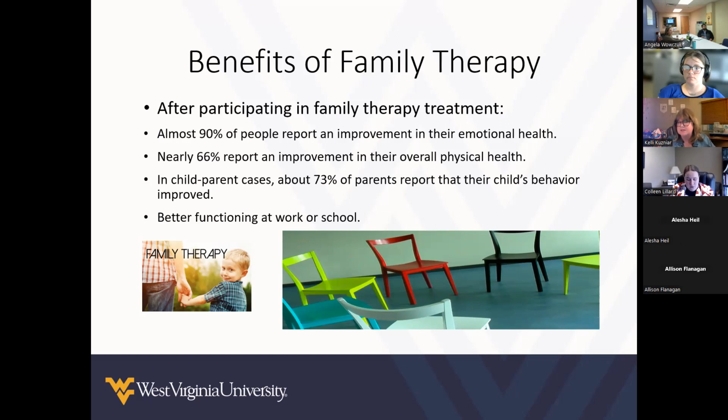So if we're having a lot of dysfunction in our home, if it's very toxic, if there's a lot of conflict and fighting, that is of course going to impact our physical well-being. Okay. 73% of parents report that their child's behavior improved, and better functioning at work or school. So if a kiddo was older, an adolescent, possibly working and also going to school. So again, I can't emphasize enough the importance of bringing the parents into the process.